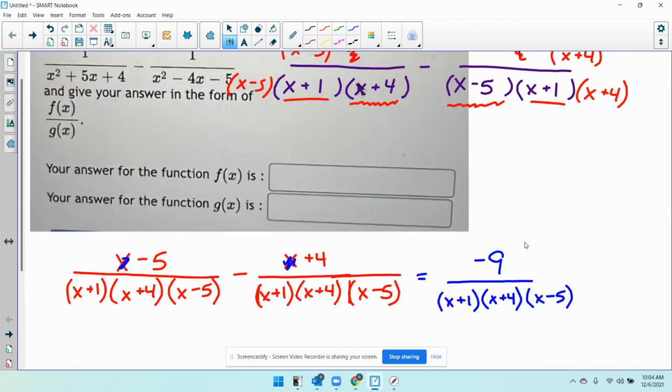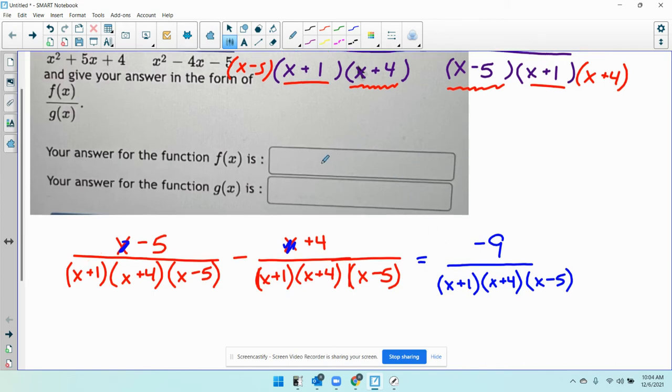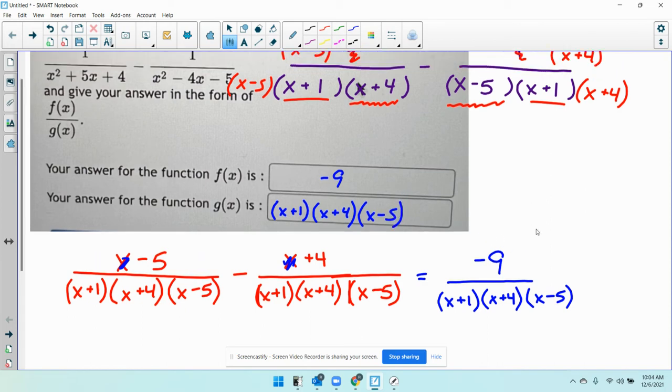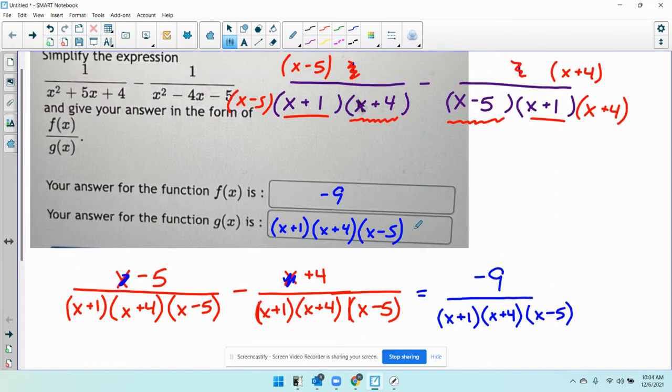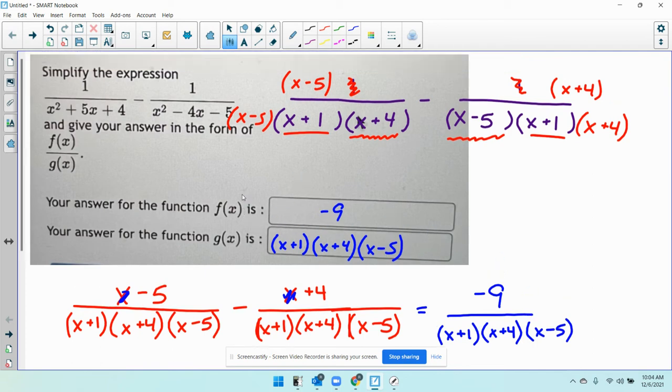So I believe you can enter it just like this. The numerator is going to just be negative 9. And the denominator, you can just write it like that, x plus 1 and so on. You should be able to. I don't think they're going to ask you to FOIL it or multiply everything out. That should be good. If they mark it wrong, it's probably because they wanted it to be multiplied out, and just ignore it because I'll catch it. I will fix that. But that's going to be your final answer.